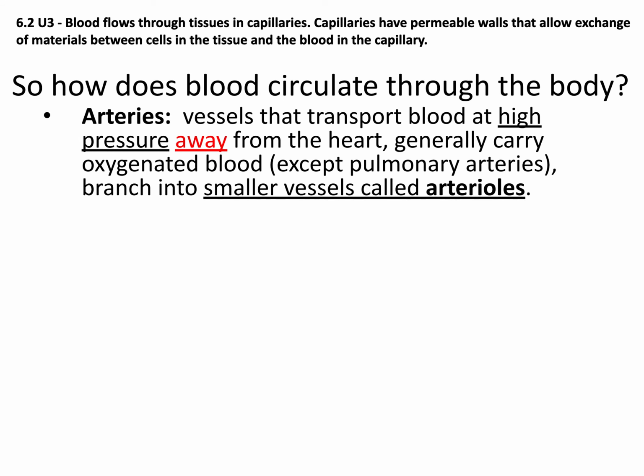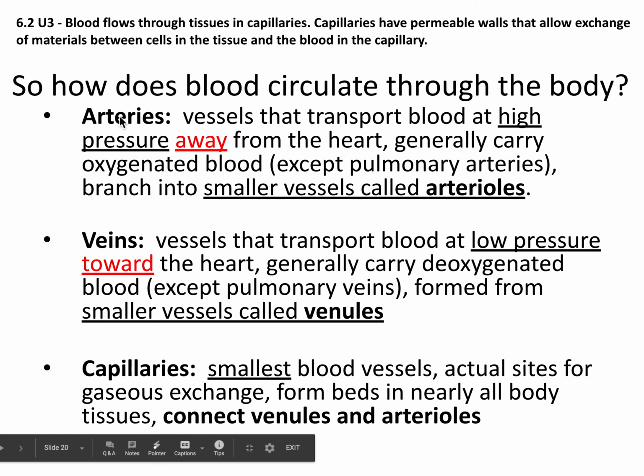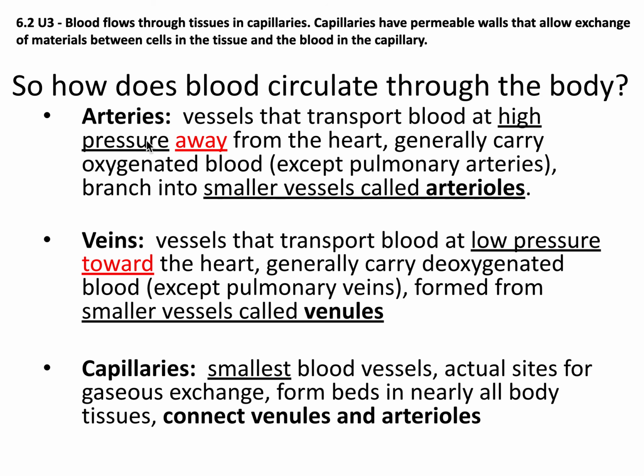Okay, so how does blood circulate through the body? We have to focus on these three things. Arteries are vessels that transport blood at high pressure away from the heart. We've talked about arteries and veins. Veins are vessels that transport blood at low pressure towards the heart. But where is that connection point? Where do those arteries and veins actually connect and exchange what they have?